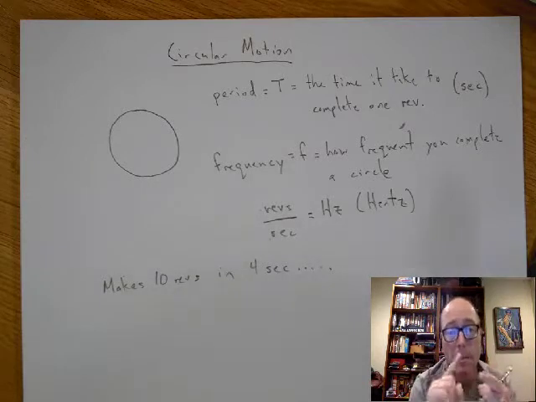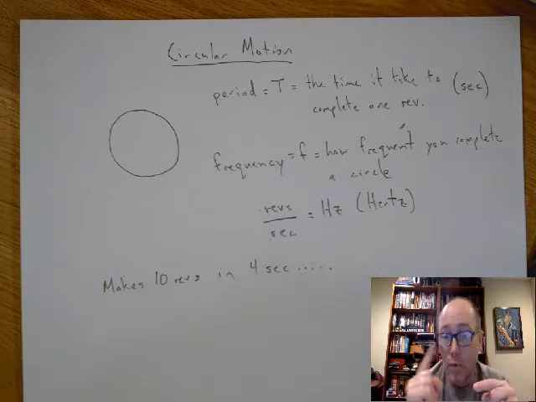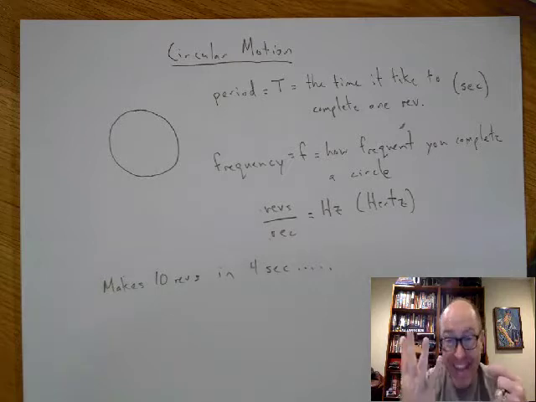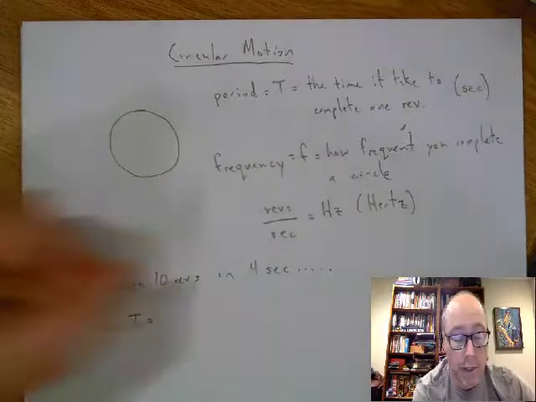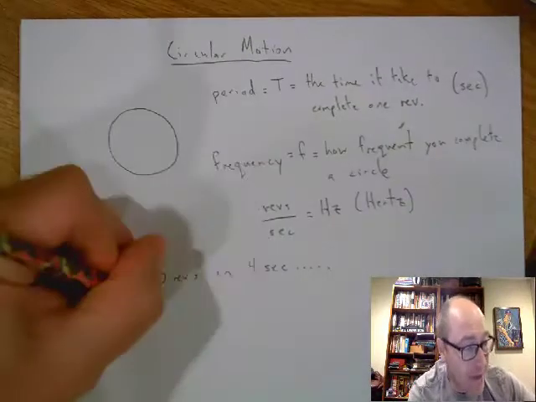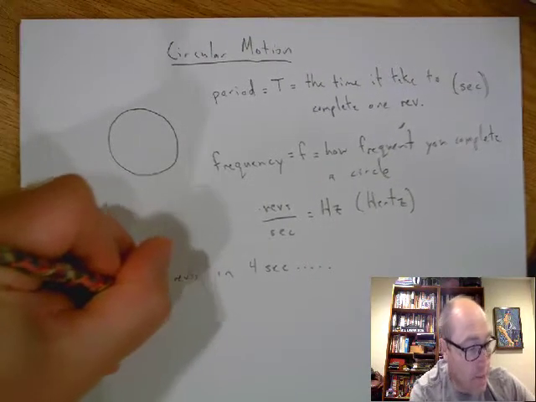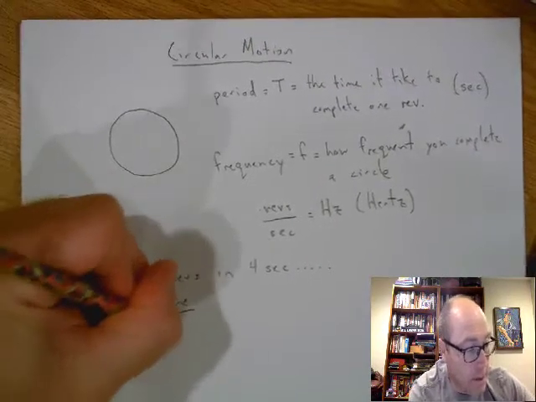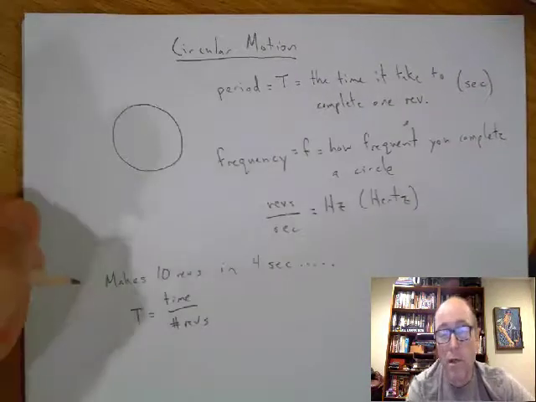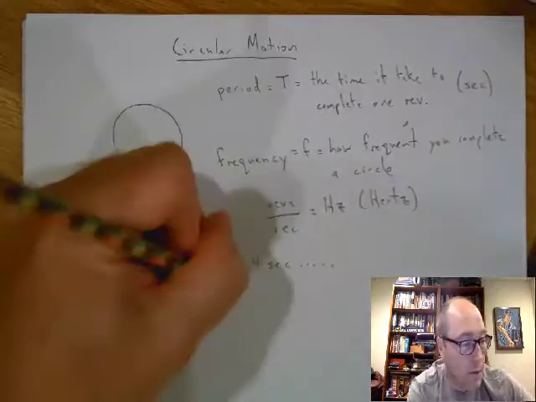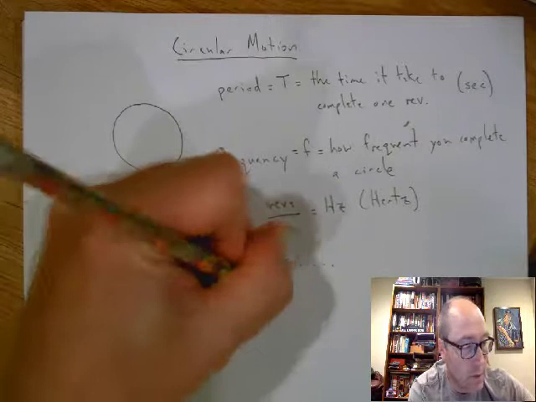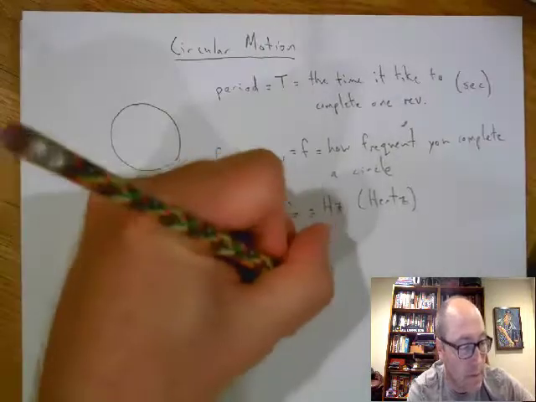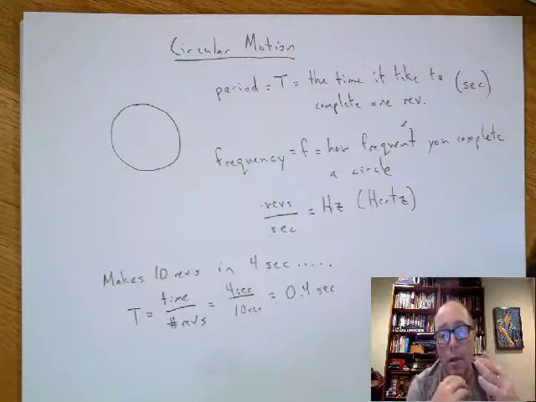So in this case, if you think about it, period is how long it takes to go around one time. Well, it is taking 4 seconds to go around 10 times. So if I was trying to find the period, I would say, well, geez, that would be the time divided by the number of revs, okay? Which would turn out to be 4 seconds over 10 revs, which would be 0.4 seconds per revolution.